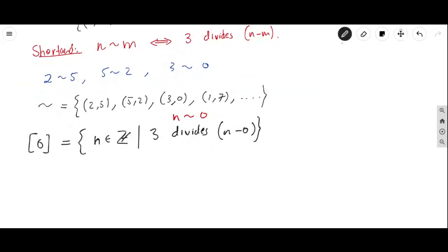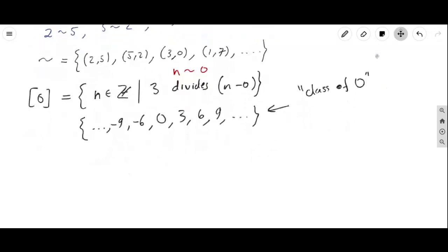So 3 divides n, so all numbers divisible by 3. You would have 0, 3, 6, 9, and then you go the other way: -3, -6, -9. So that would be all of them. Okay, so this entire thing is what you call the class of 0.